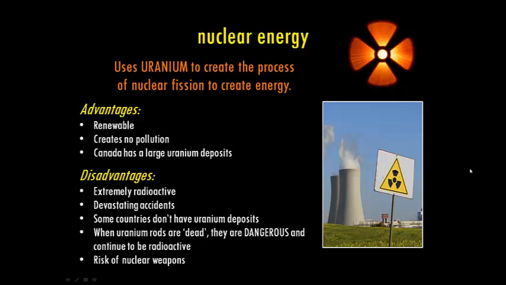When it comes to Ontario, though, our biggest electricity generation is, believe it or not, nuclear energy. So we actually use uranium to create nuclear fission in order to create energy. We're splitting little bits off of the atom in order to create heat, which powers steam, which powers the generator to power electricity.